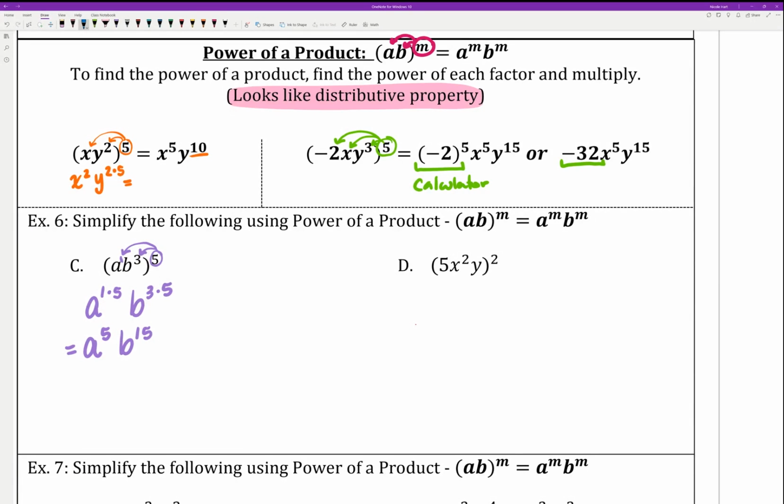If we look to the right, we have 5, x to the power of 2, y to the power of 1. We have a 2 on the outside. That is going to go to all three pieces. It's going to go to the 5, to the x, and to the y. So we have 5 to the power of 2, x to the power of 2 times 2, since the x already had a 2, and then y to the power of 2. 5 to the power of 2, or 5 squared, is 25. X to the power of 4, y to the power of 2 as our final answer.